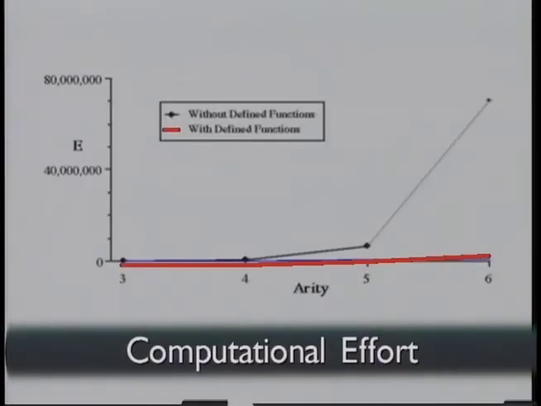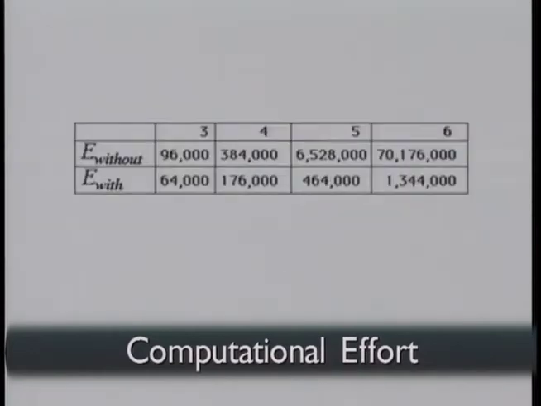When we compare computational effort required to yield a solution to the 3, 4, 5, and 6 parity problems with and without automatically defined functions, we again see that computational effort without automatically defined functions grows explosively and nonlinearly as a function of problem size. We can again say that the computational effort increases as a function of problem size at a lower rate with automatically defined functions than without them for this problem.